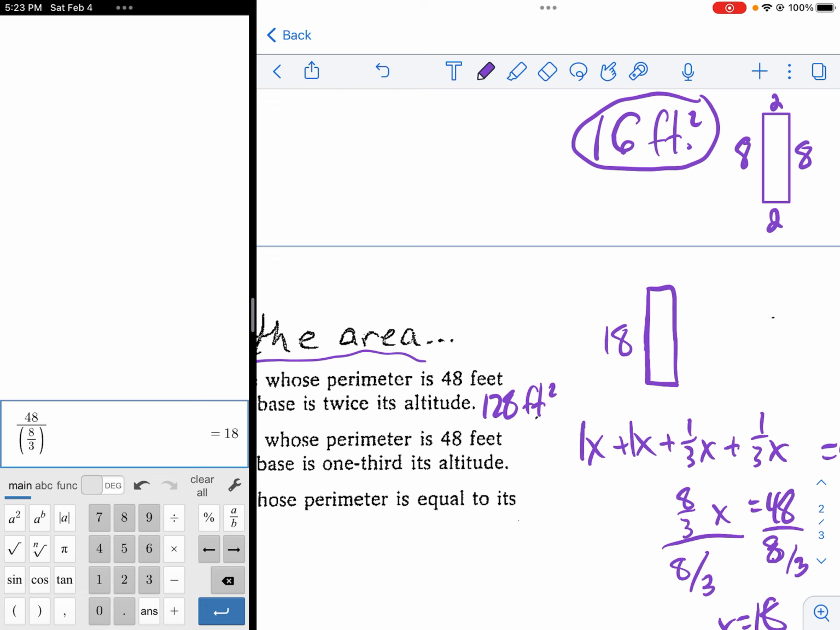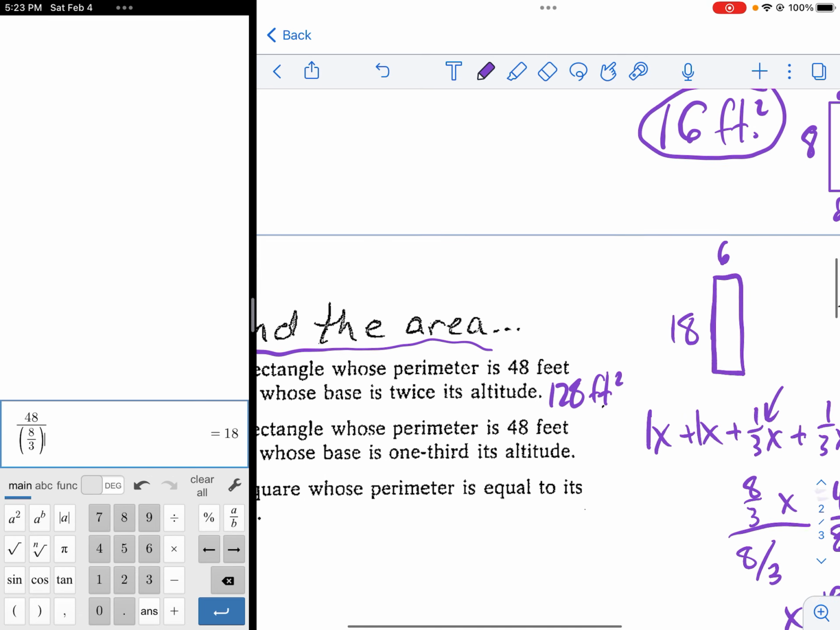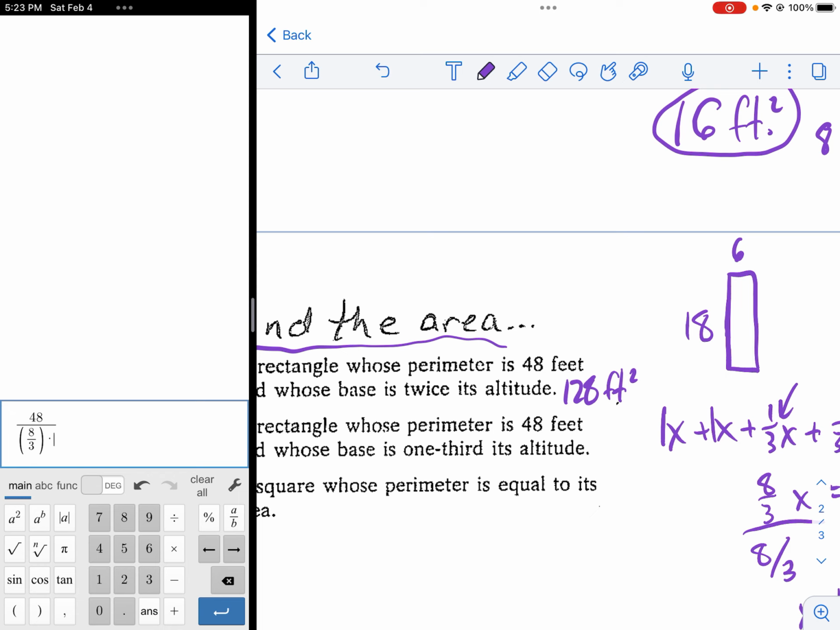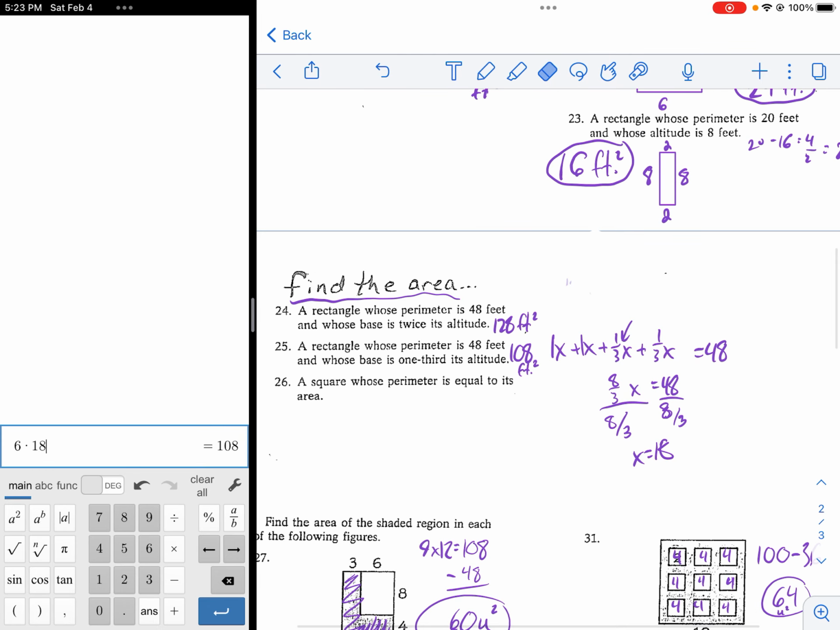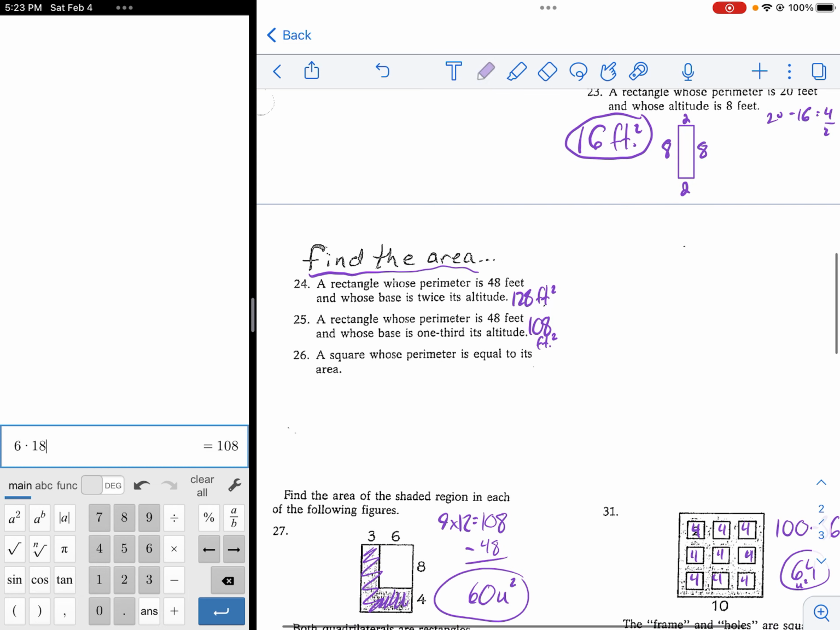And then we can take 18 divided by 3, right, from that 1/3 to find its base, which would be 6. So we got a 6 by 18 rectangle. So 6 by 18 gives us 108 feet squared for that question. Okay, so again, those pictures are helpful, thinking about it like, well, my base is 1/3 of its altitude, but the equations are really the way to work through those. And then lastly, a square whose perimeter is equal to its area.